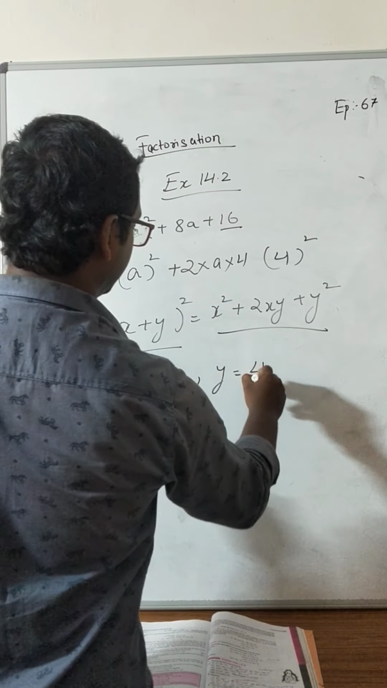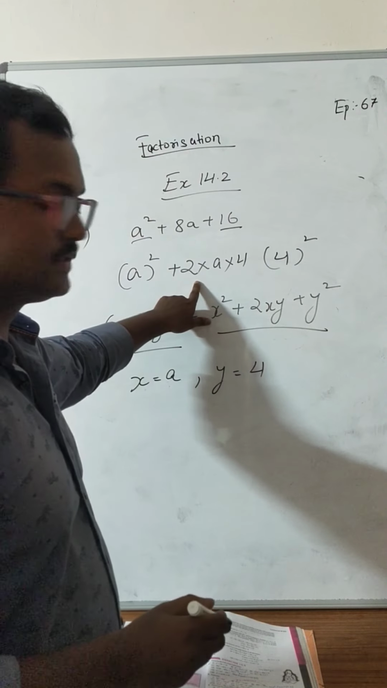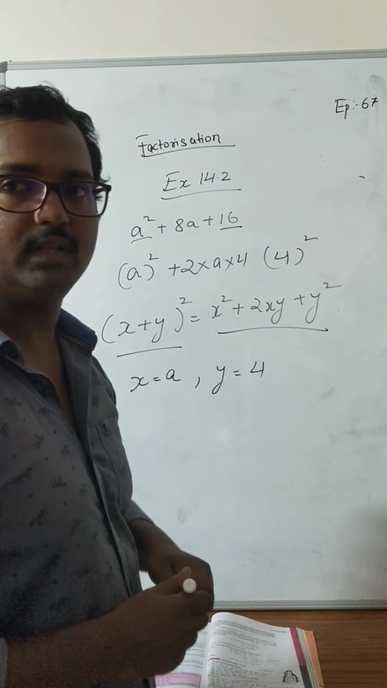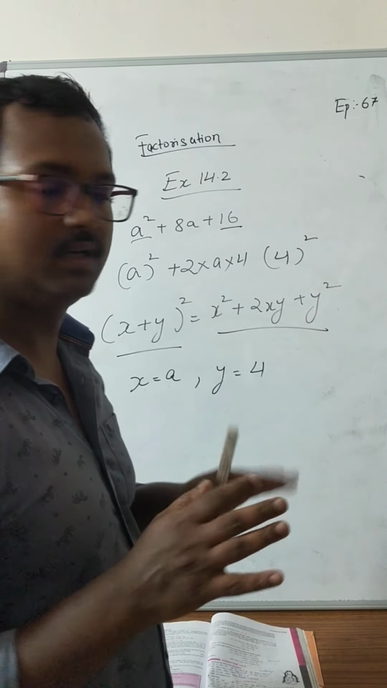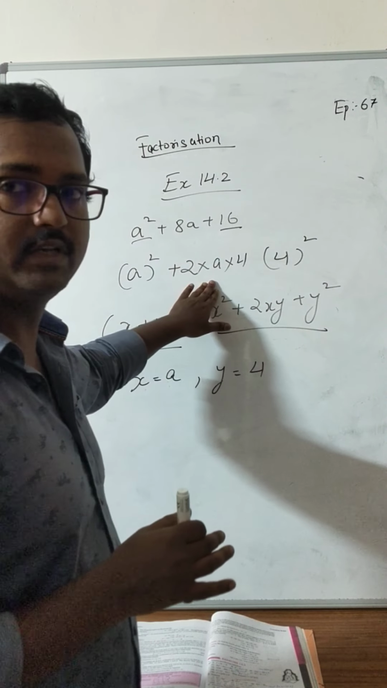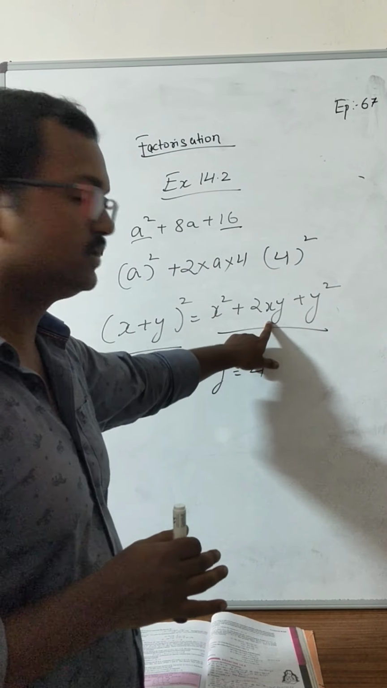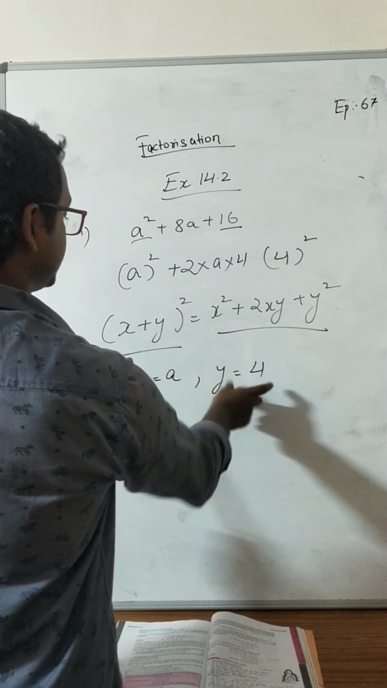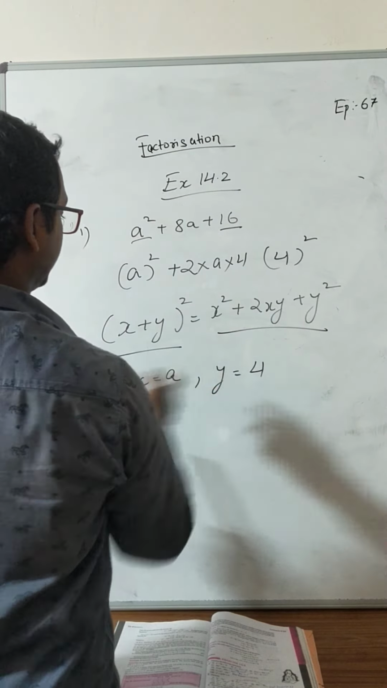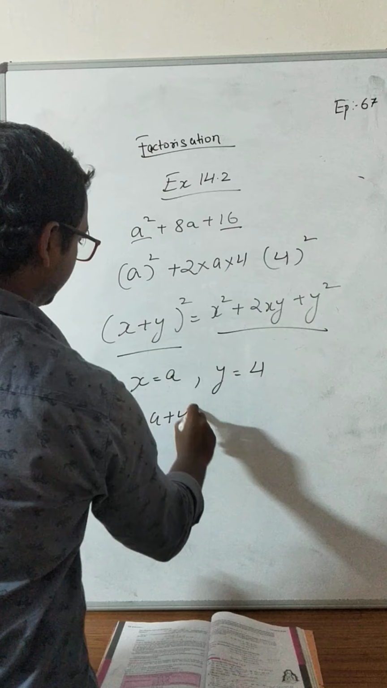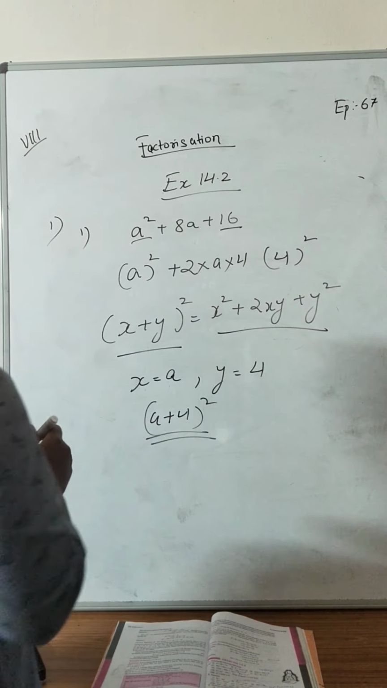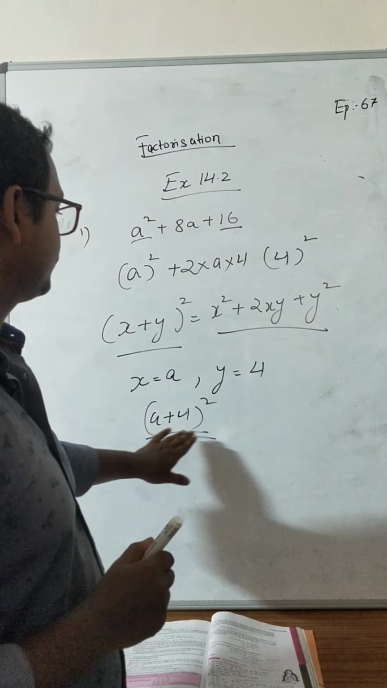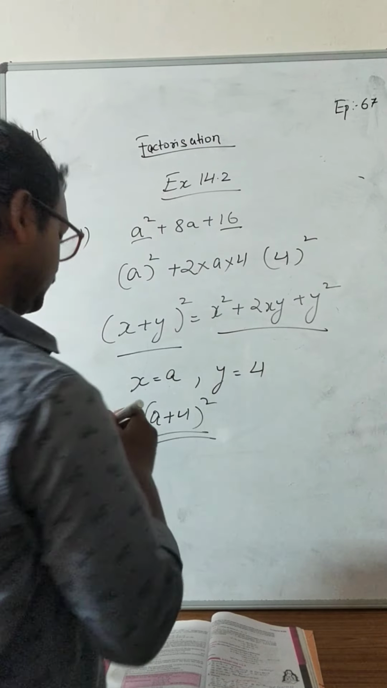And one more thing, look at the center term. When we are putting 2ab, we are actually getting 8a: 2 into 4 is 8, 8 into a. Then only this formula is applicable. The center term should be splittable according to the formula, which is 2xy. Now we identify x as a and y as 4. Put it into this formula, which is x plus y whole square, so a plus 4 whole square. So using identity 1, we can write this entire term as a plus 4 whole square.